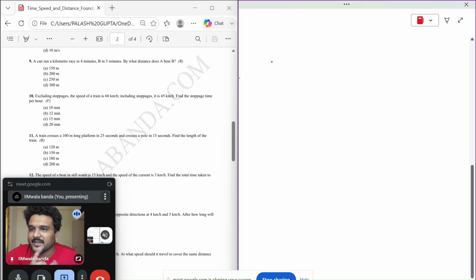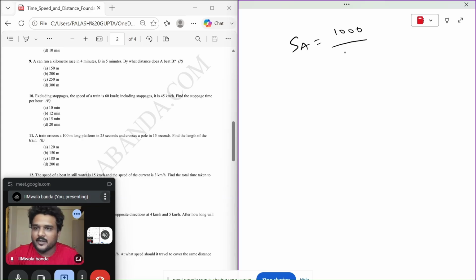So question number 9 is saying that A can run a kilometer race in 4 minutes and B can do it in 5 minutes. So basically I have the speeds. Speed of A will be 1 kilometer in 4 minutes. So in meter per second I know. And similarly speed of B I know is this.